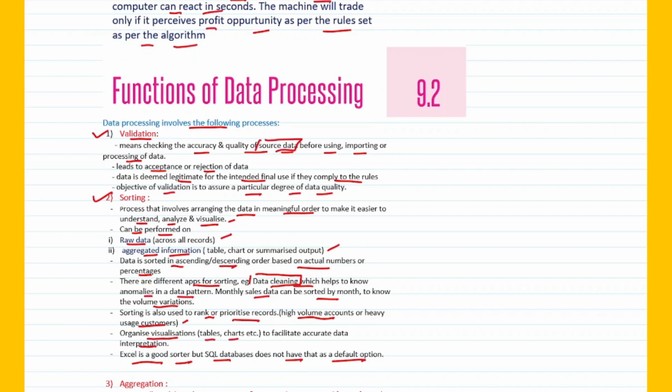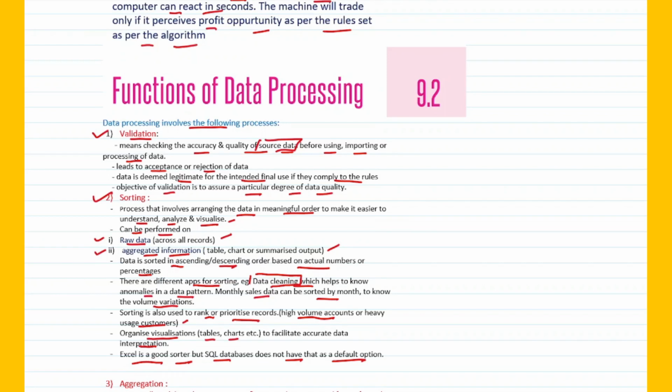So let's revise sorting quickly. Sorting is basically a process that arranges the data in a meaningful order to make it easier for you to understand, analyze and visualize. It can be performed on two things. One is on raw data and the second one is on aggregated information. Raw data is across all the records. Aggregated information is basically in the form of a table, chart or summarized output. Now it can be done in both ascending and descending order, either on the basis of actual numbers or percentages.